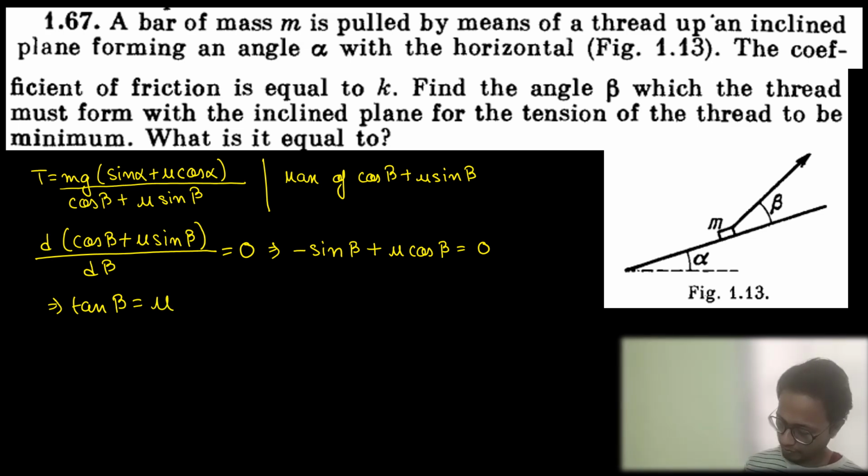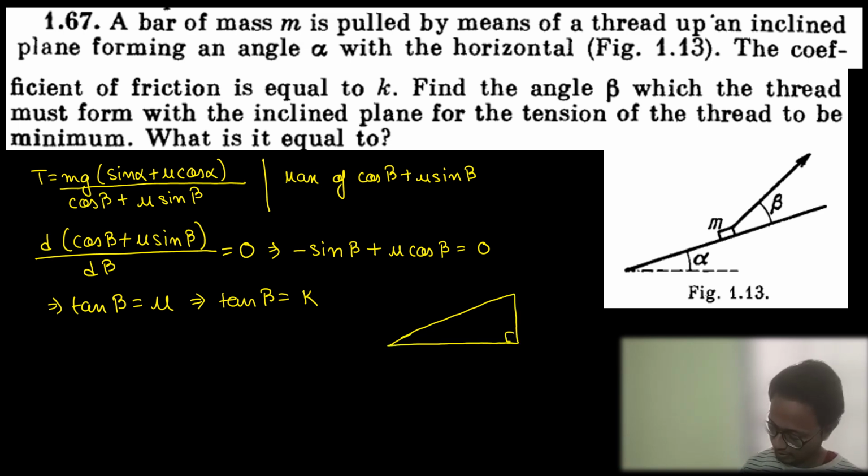Okay, so the maximum value of this equation would be for beta equal to how much? Tan beta is equal to mu, the coefficient of friction, which is equal to k. If tan beta is equal to k, what is cos beta plus k sin beta? Out here, let's draw a right angle triangle where this is beta. Tan beta is equal to k.